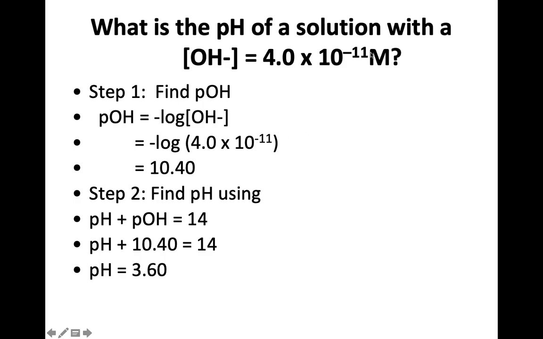Let's pause for a second and look. Look, this is the pOH concentration. It's close to 11. 14 minus 11 is 3. Oh, what's the answer down here? 3.6. Done. Don't overthink it.